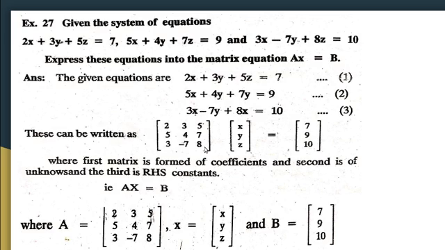Now we have another method of finding the solutions. We have to find out the values of x, y and z. That we will discuss in your next class: how can we find out the values of the variables x, y, z by using these simultaneous equations, and by changing the simultaneous equations into matrix form. That we will discuss in your upcoming class.